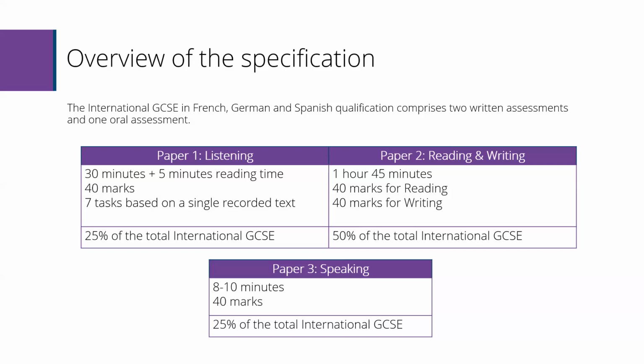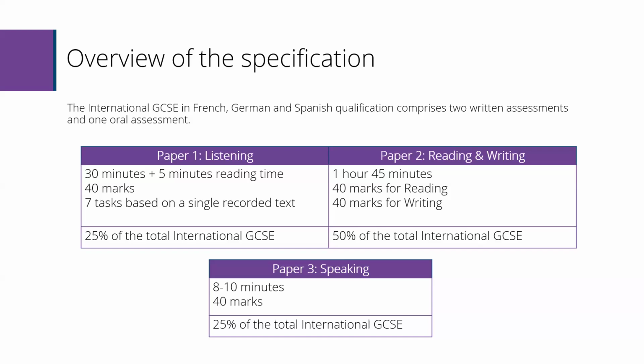Now, paper 2 is reading and writing. So reading and writing for the international GCSE are part of the same paper, and it's 50% of the total international GCSEs, with 40 marks for reading and 40 marks for writing. And paper 3 is an 8 to 10 minute test. For speaking, it's again 40 marks and again worth 25%.